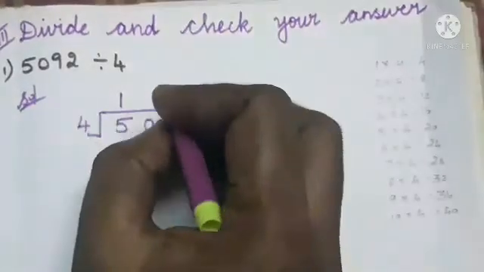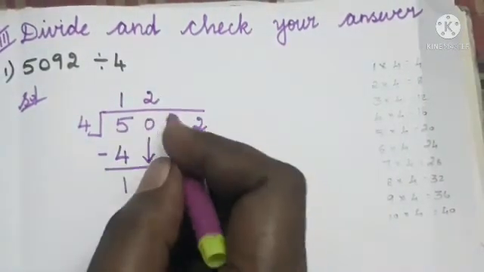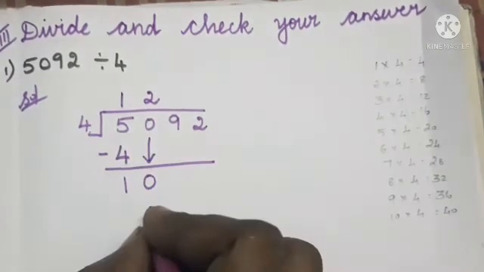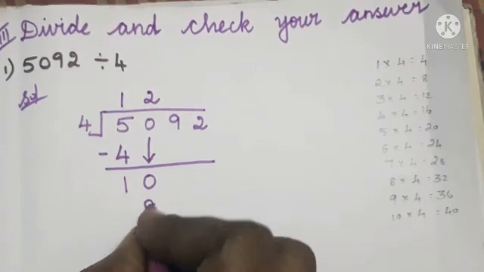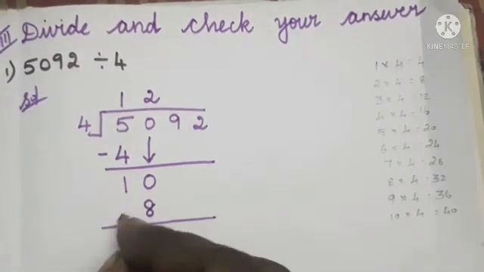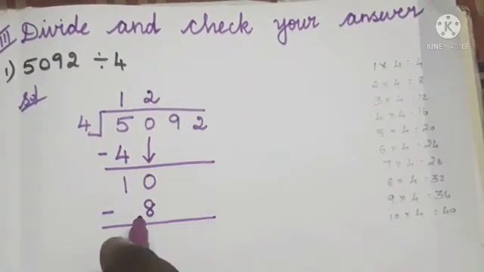So first we write 2 at the 100 place value of the quotient. 2 into 4, 2 4s are 8, and we write 8 below the 10. Now we have to subtract the values. Next we subtract 10 minus 8.